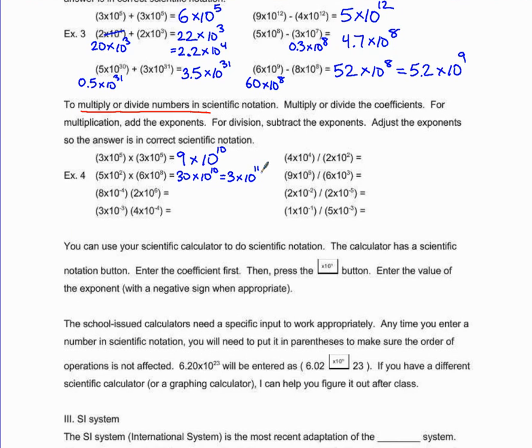In the next one, we have 8 times 10 to the negative 4th power times 2 times 10 to the 6th power. 8 times 2, we have 16 times 10, and we're going to add the exponents. Negative 4 plus 6 is 2. And then we have to adjust it. So my number between 1 and 10 is 1.6. We're moving the decimal to the left, which makes it more positive, so it's going from 2 to 3 times 10 to the 3rd power.